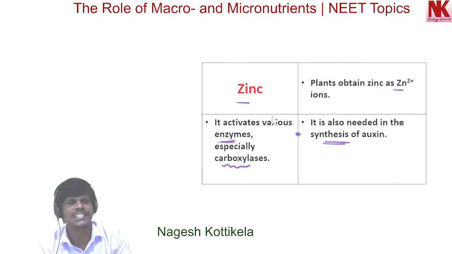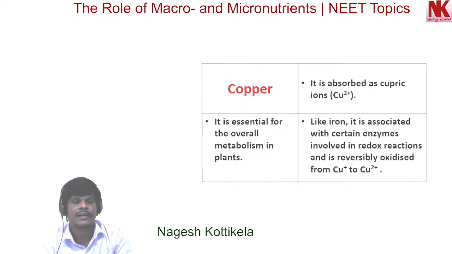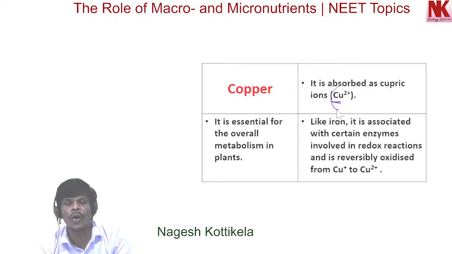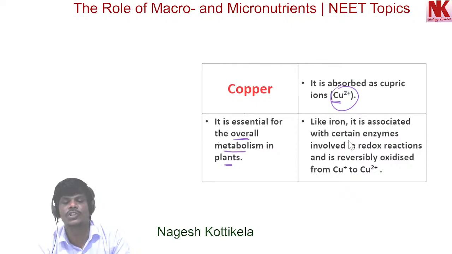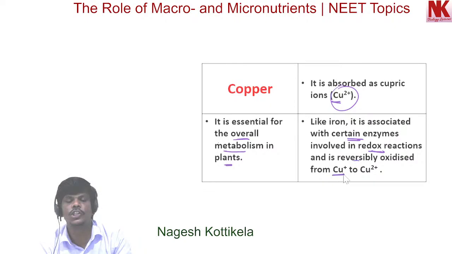Now after this, next, copper. Copper is absorbed as cupric ions. So this is how copper is absorbed. It is essential for the overall metabolism in plants. Like iron, it is associated with certain enzymes involved in redox reactions and is reversibly oxidized from Cu+ to Cu2+. So as cupric ions, it is absorbed from the soil.